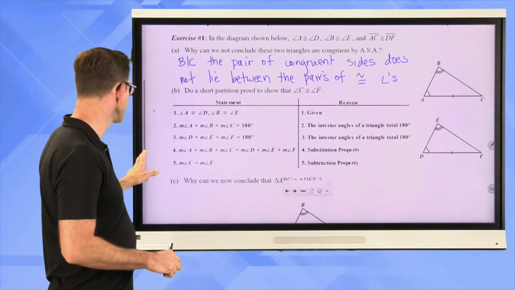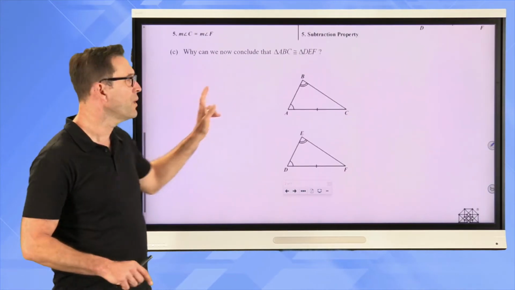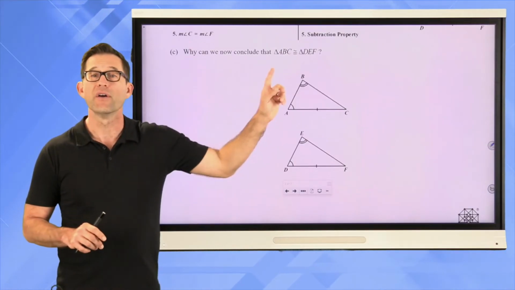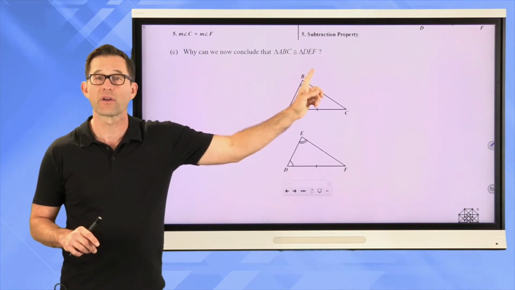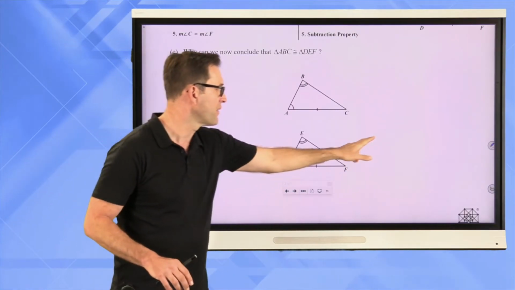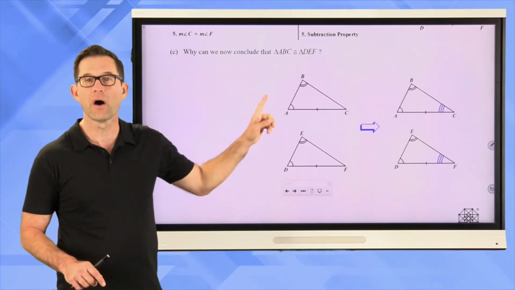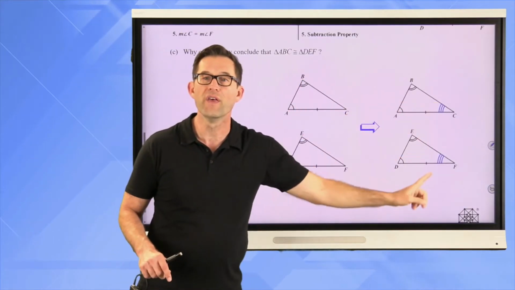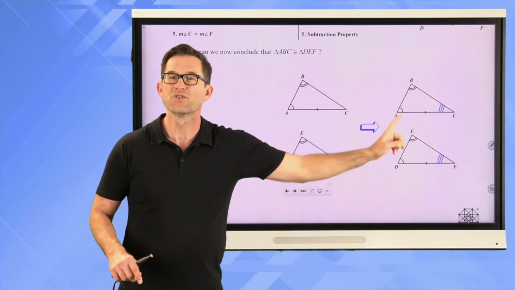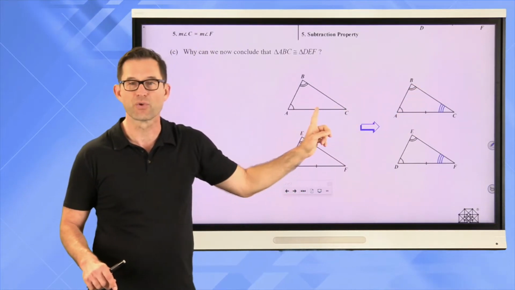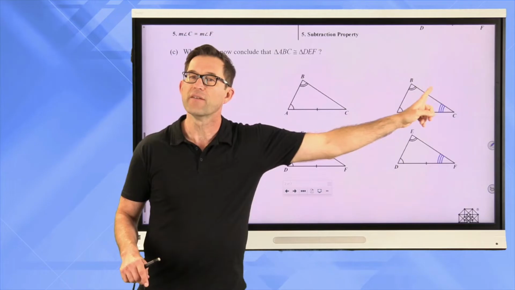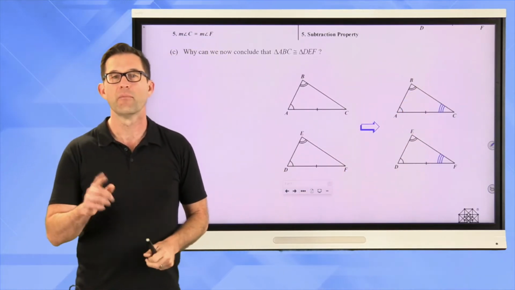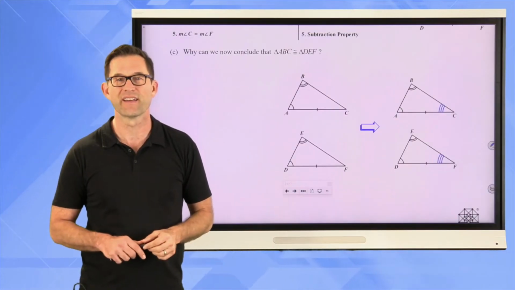So think about this. Why can we now conclude that triangle ABC is congruent to triangle DEF? Think about this for a moment. What we just saw was this scenario allows us to conclude this. So if we now know that this is true, and then this is true, why can we conclude that those two triangles are congruent? Pause the video and see if you can take a shot at it.